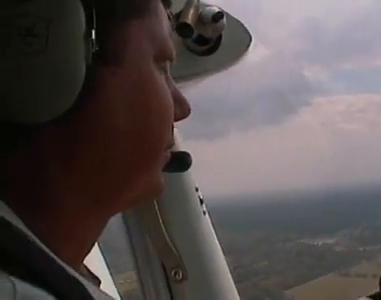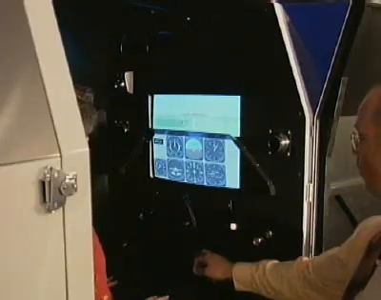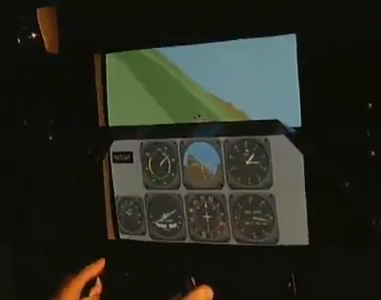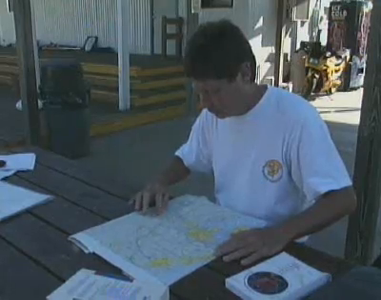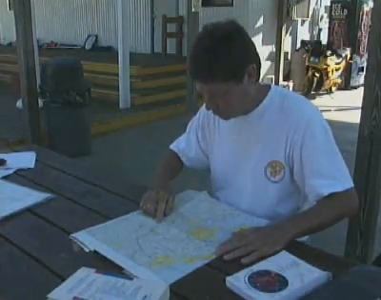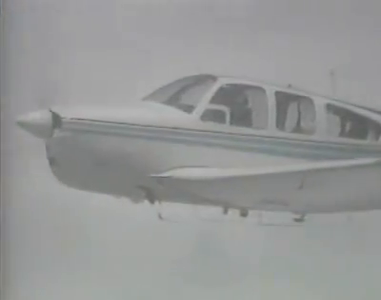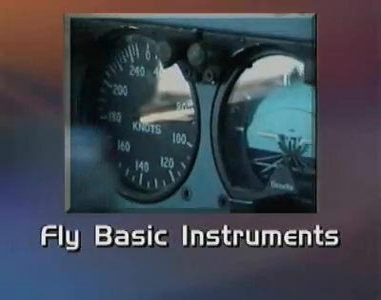This is how to protect yourself against these illusions. Realize that you are vulnerable to sensory illusions. Obtain training and maintain your proficiency as an instrument pilot. Study and be familiar with the approach charts for all your destinations. If you become disoriented, concentrate on flying basic instruments.